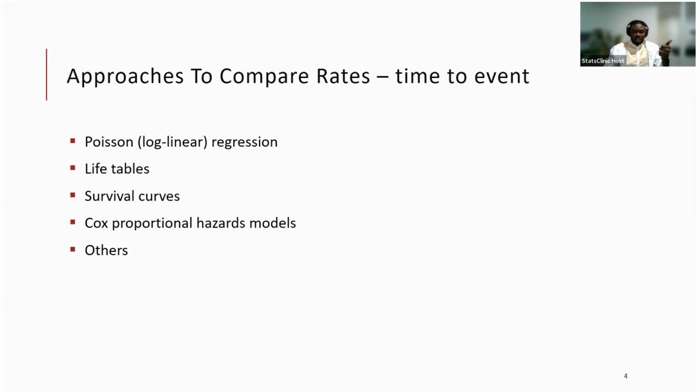Then there's also Cox proportional hazards models that you might also find in papers in the medical sciences as well. So we'll go through very quickly. The purpose of this discussion is, first of all, to give you an introduction to the methods, help you to know when to use them, and help you to interpret the results that you find.